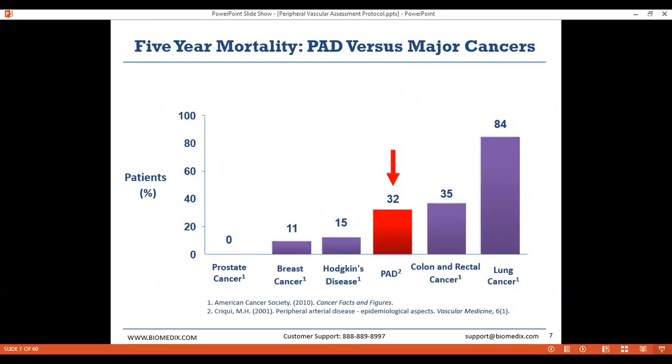You might have seen on the last slide that it has an over 30% 5-year mortality rate. The actual number is 32%. This slide puts it in the context of other common cancers. For example, you'll see that PAD has a higher 5-year mortality rate than common cancers like prostate cancer, breast cancer, and Hodgkin's disease. And it has approximately the same mortality rate as colorectal cancer. So in addition to being a very prevalent condition, it's also a very deadly disease as well, which is one of the reasons that identifying this disease as early as possible is so critical.